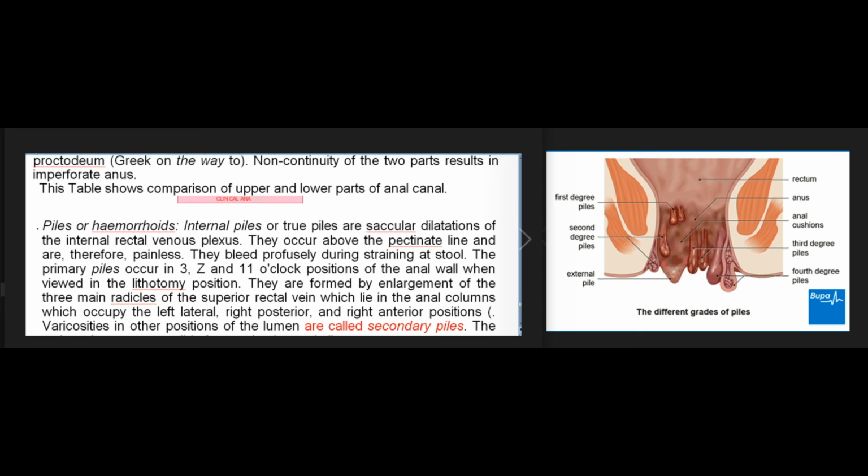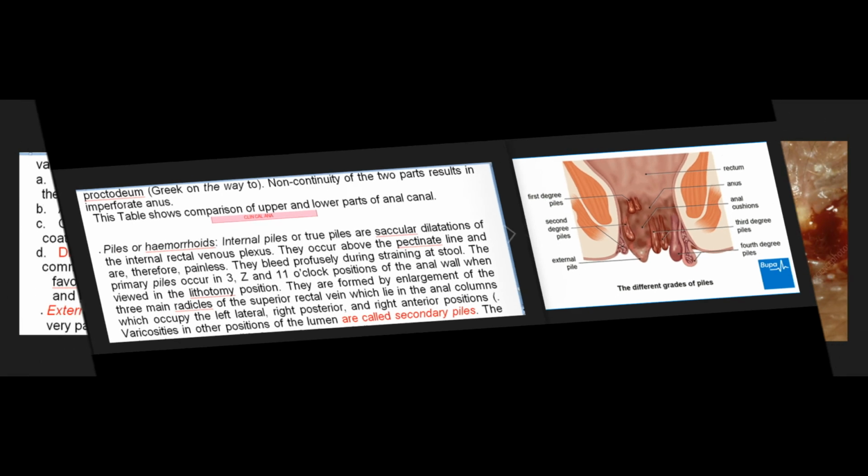The primary piles occur at 3, 7 and 11 o'clock positions of the anal wall when viewed in the lithotomy position. They are formed by enlargement of the three main radicles of the superior rectal vein which lie in the anal columns, which occupy the left lateral, right posterior, and right anterior positions. Varicosities in other positions of the lumen are called secondary piles.